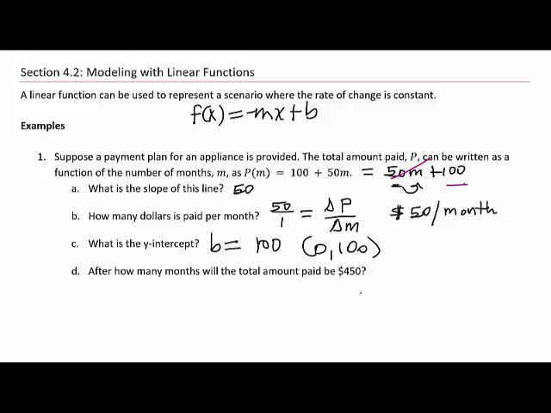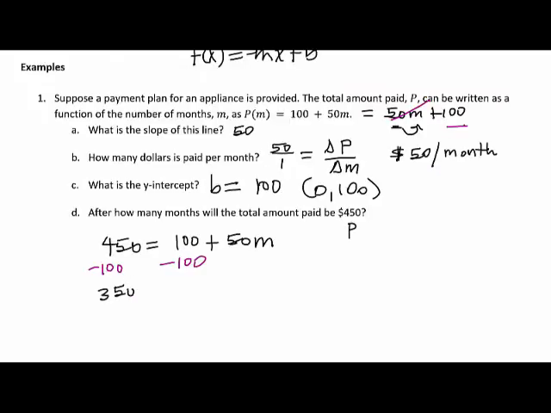And part D, after how many months will the total amount paid be $450? Okay, so we go back to our formula. We're given a p-value, and so this equation is 450 equals 100 plus 50m, and we want to solve the equation for m. So the first thing is to subtract 100 from each side, and so 350 is equal to 50m, and then divide both sides by 50. And therefore the number of months is 7.